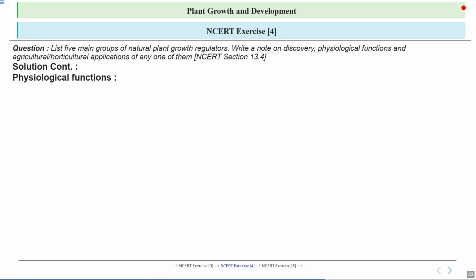Let's talk about physiological functions of ethylene. So it helps in breaking seed and bud dormancy. This means it signals seeds and buds to start growing after a period of rest, much like an alarm clock waking you up in the morning.